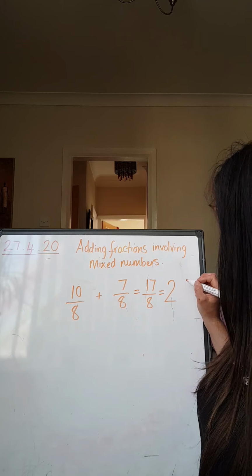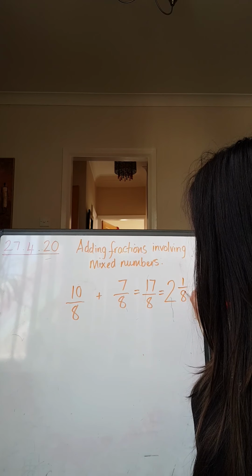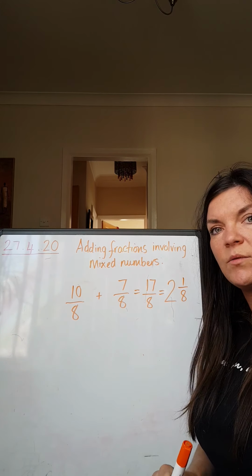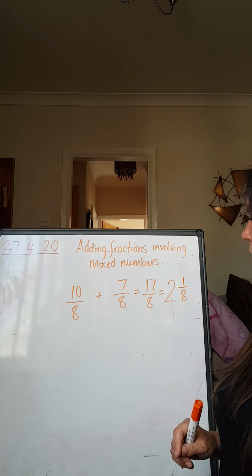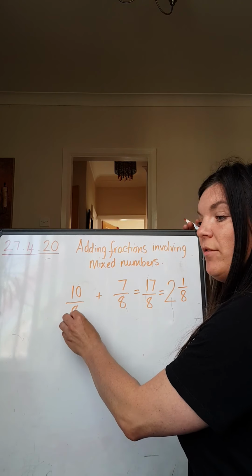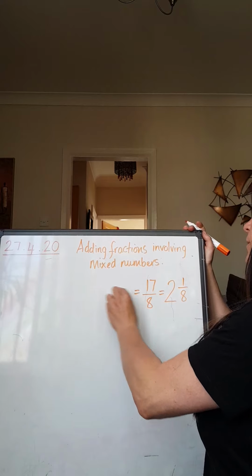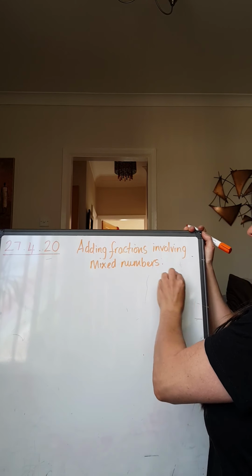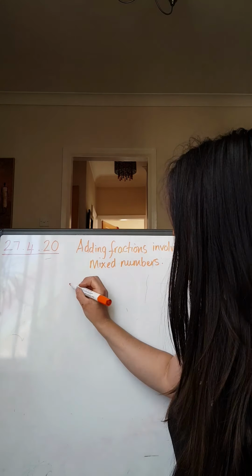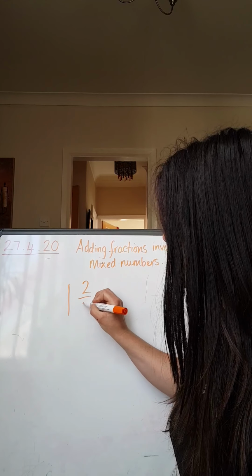There's 1 more to get to 17. So there's 1 eighth left over. So that's the answer to question number 10. 2 whole and 1 eighth. Question 11. So I've got this time 1 2/3.